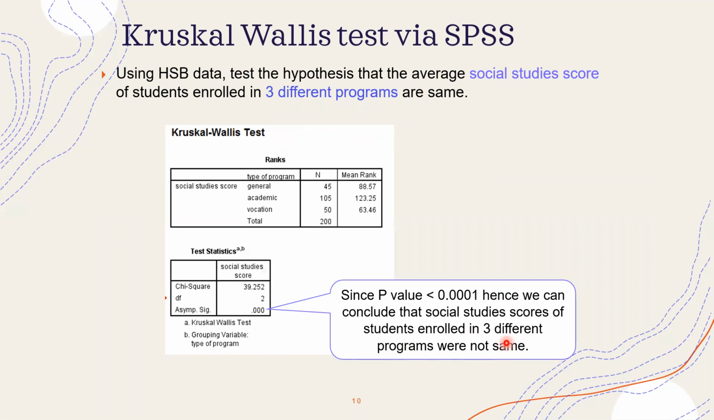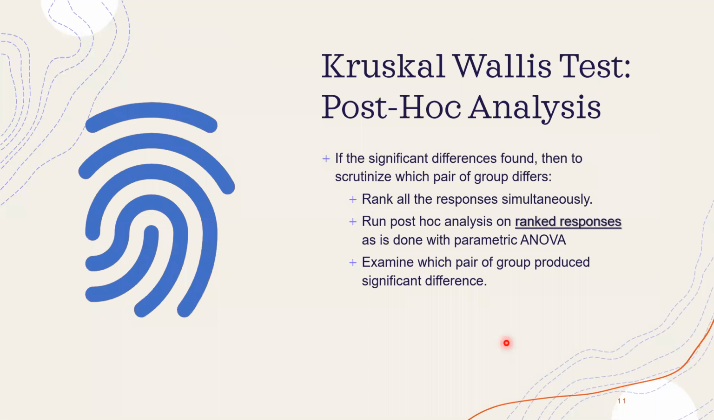But again, the question will arise here also, like in ANOVA, that if it is saying that all the three programs are not producing the same average, which program is different? For that purpose, we will have to run the post-hoc analysis for the Kruskal-Wallis test. In SPSS, the post-hoc analysis is not directly available, so we will have to consult the ANOVA again.